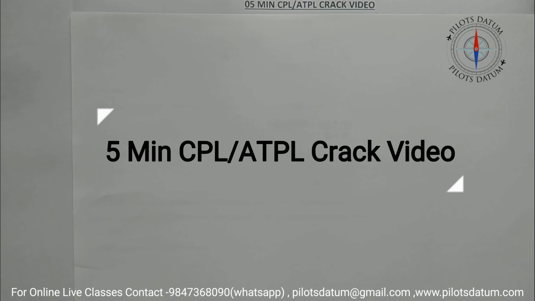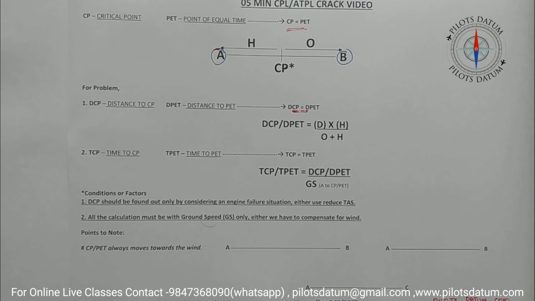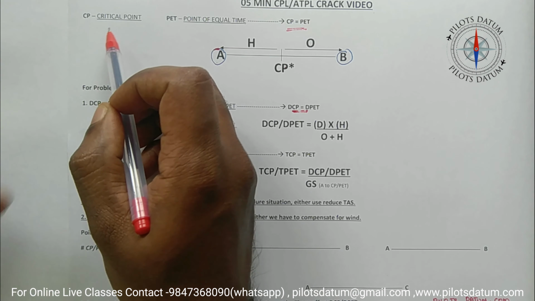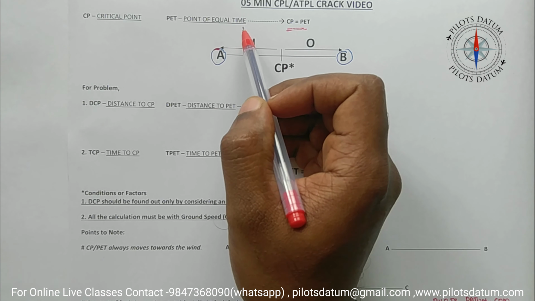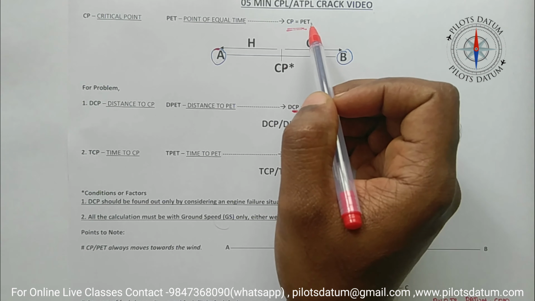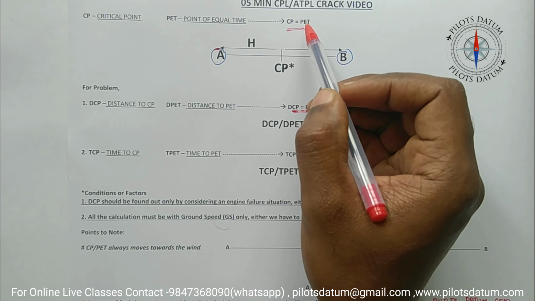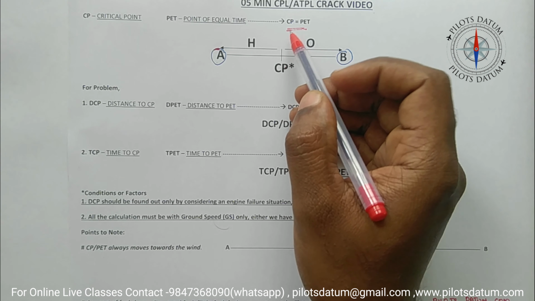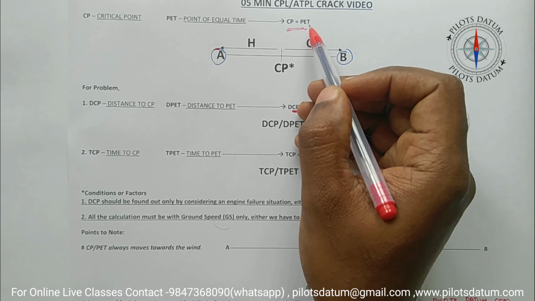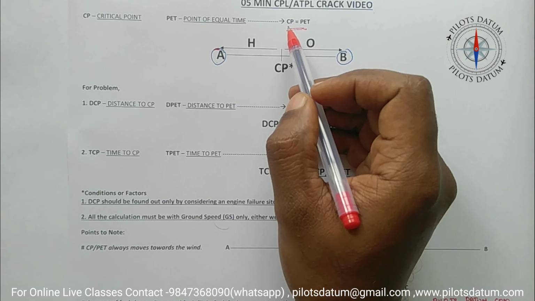So let's get started. In this video, we are going to look at a theoretical part of critical point or point of equal time. CP means critical point and PET means point of equal time. CP and PET are actually one and the same because in some texts we can see PET and in some texts we can see it as CP. But when it comes to the DGC exam, they mostly concentrate on PET rather than CP.